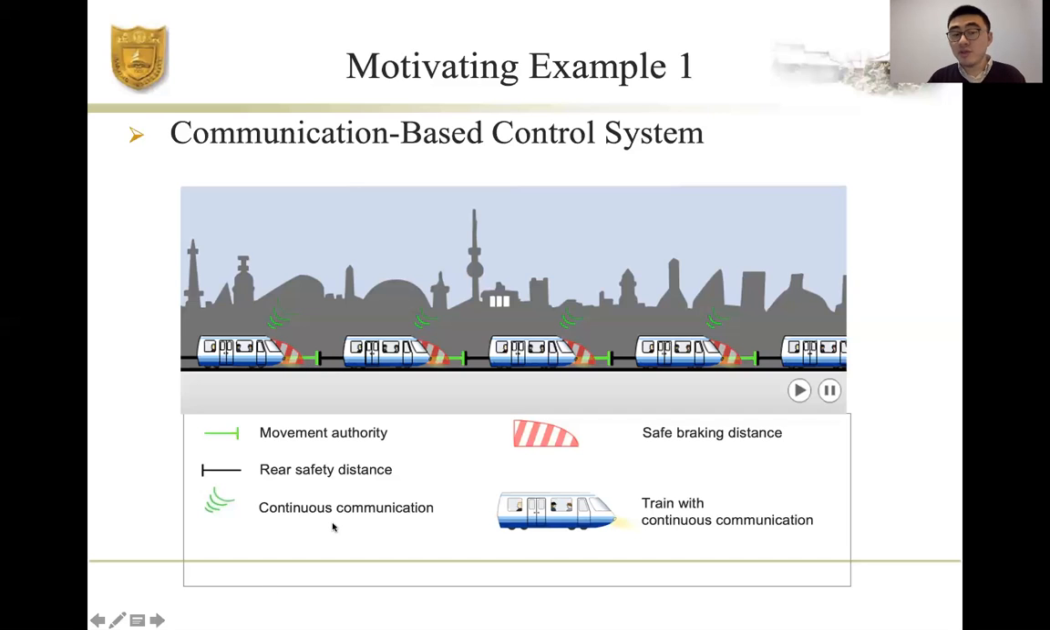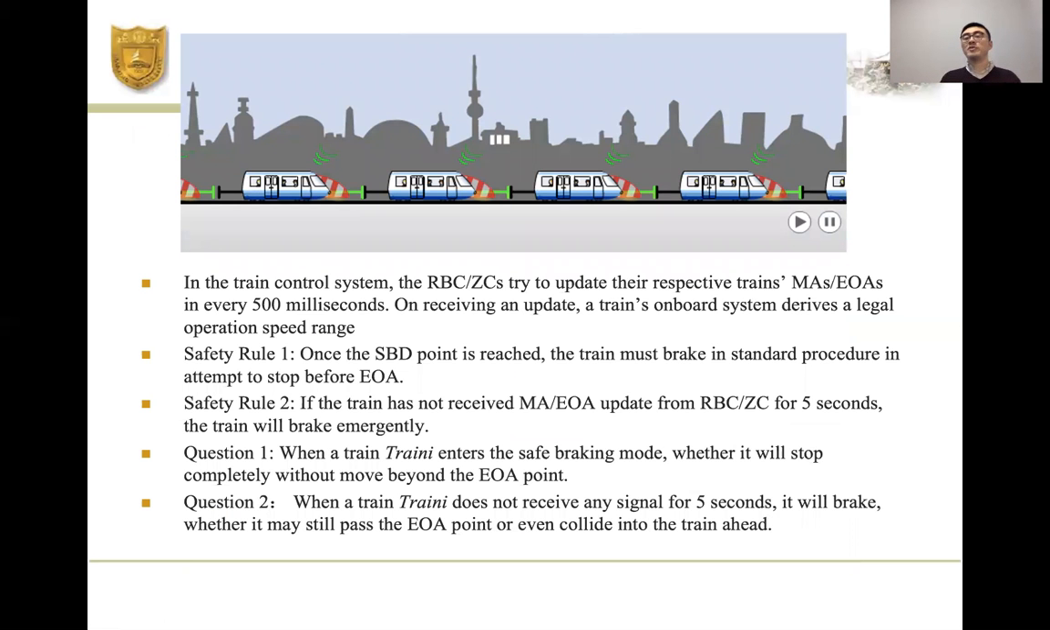Because the communication is continuous, you will communicate with the train control system very frequently. And once you've done the communication, you will get a new movement authority. You will do all the computation very frequently. And here is a specification we get from our colleagues in the train control industry.